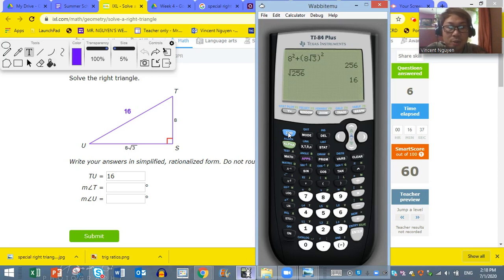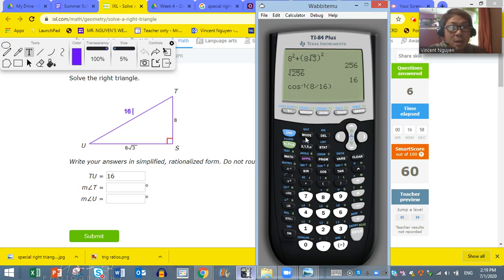So what I'm going to do is hit second, cosine. That will give me the inverse, right? And then I'll put in the ratio. The ratio for angle T is adjacent over hypotenuse, so it's 8 divided by 16. And you're going to see it's one of the special right triangles.